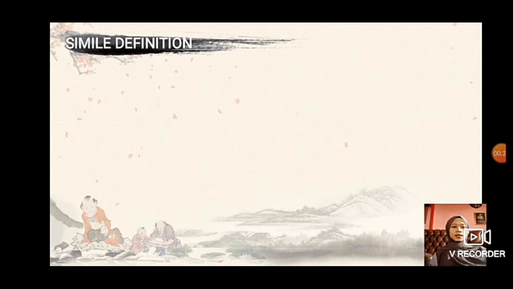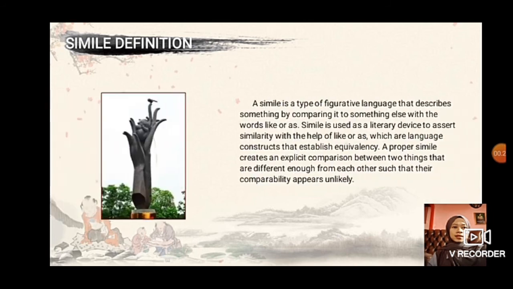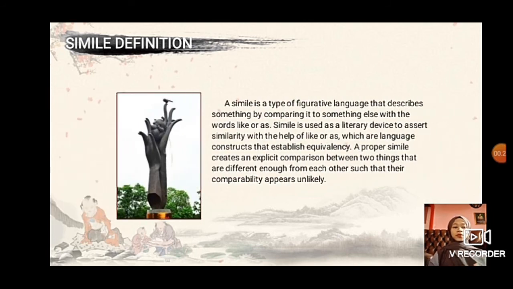Okay, on this occasion, I will tell you about simile. What is a simile? Okay, a simile is a type of figurative language that describes something by comparing it to something else with the words like or as. Simile is used as a literary device to assert similarity with the help of like or as, which are language constructs that establish equivalency.